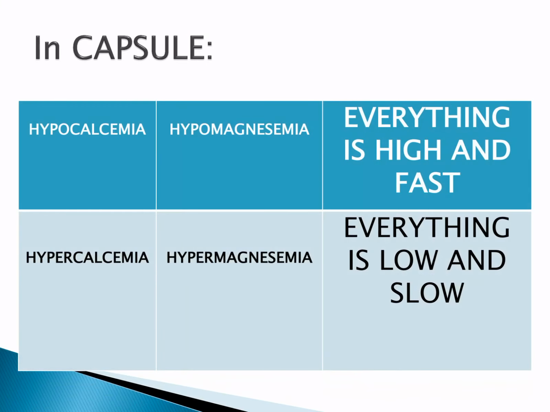So in capsule, we have here hypocalcemia and hypomagnesemia. Everything is high and fast. So that refers to the signs and symptoms of these following electrolyte imbalances. Hypercalcemia and hypermagnesemia, everything is low and slow. So that refers to the signs and symptoms of these electrolyte imbalances. Okay, so remember this concept.